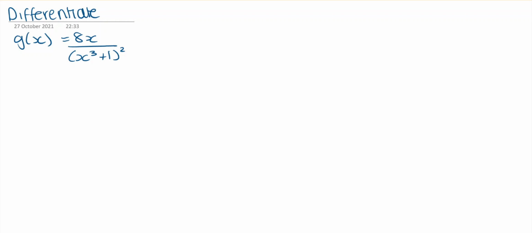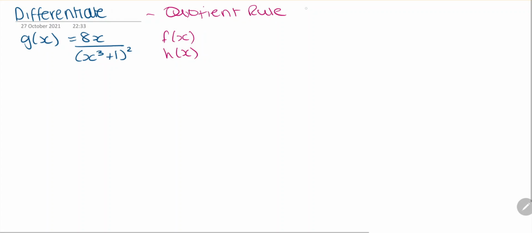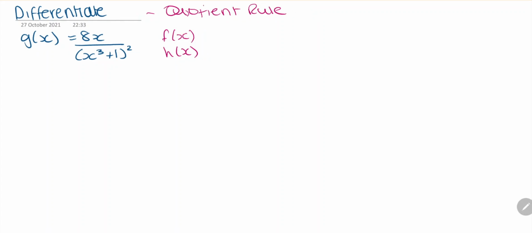We're asked to differentiate this question, and we can see that we have two terms. So we have, let's call this f of x and h of x. So when we see this, we're going to need to use the quotient rule. Now also, we have an inside and outside term on the denominator, so we need to use the chain rule.